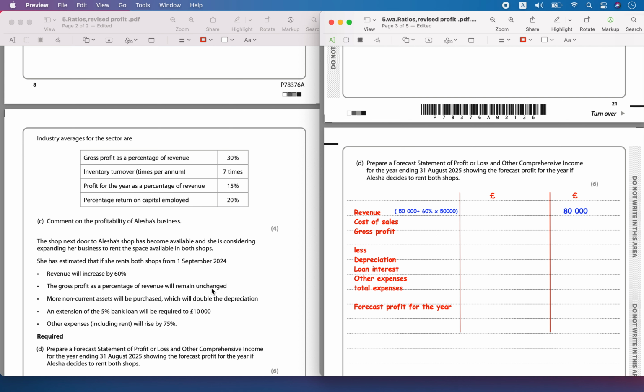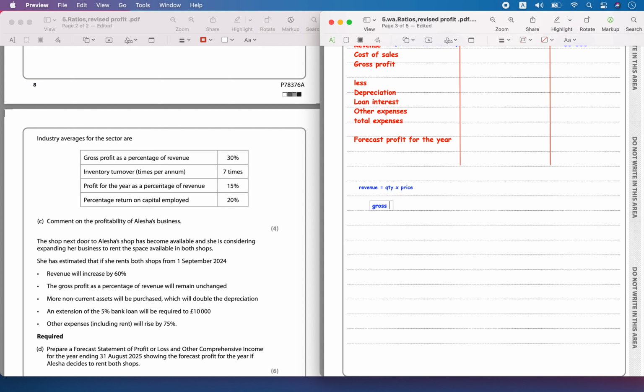Next, the gross profit as a percentage of revenue is going to remain unchanged. So gross profit over revenue is going to remain the same at 40%. This is the data given. So what is the new gross profit? Revenue had increased by 60%. So I can say it is 1.6 times revenue. The revenue has increased by 1.6 times.